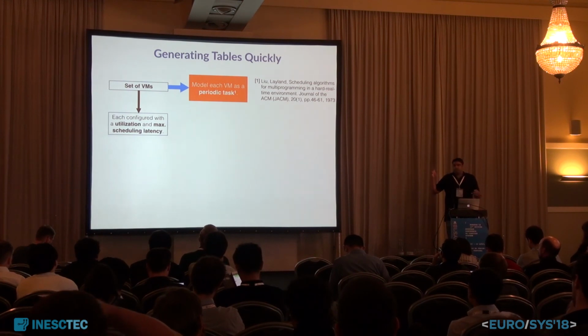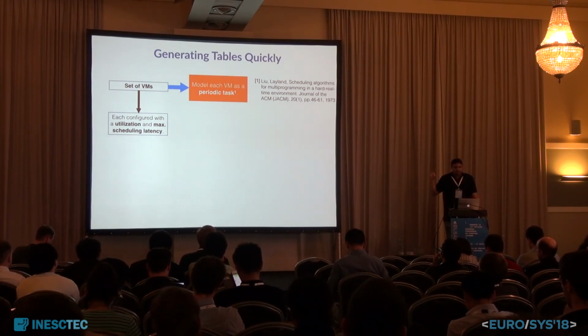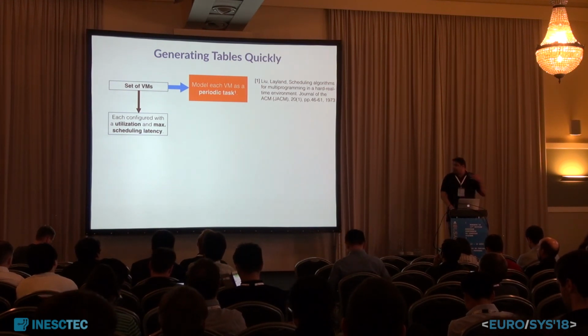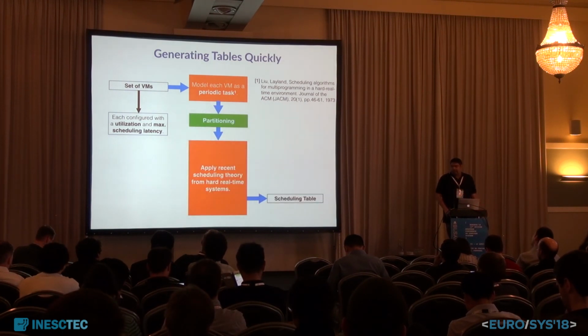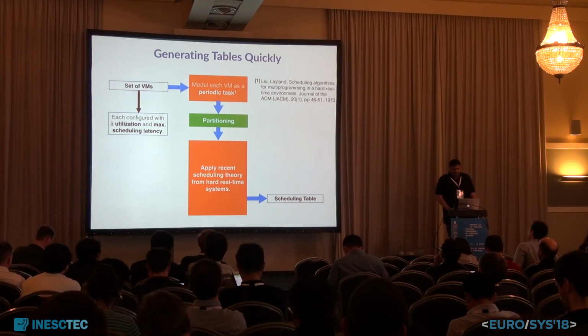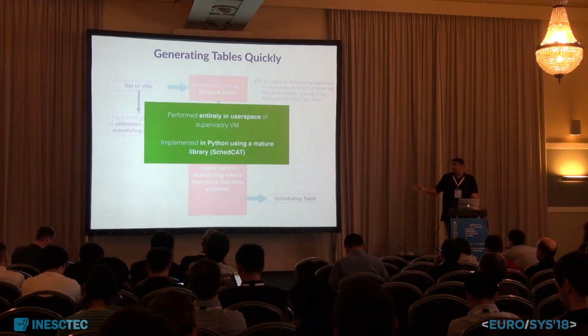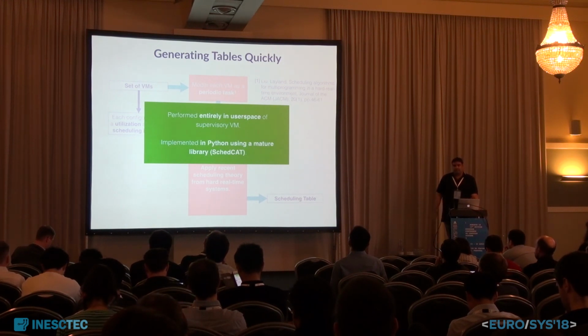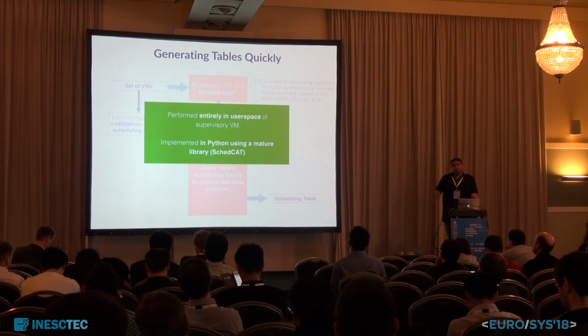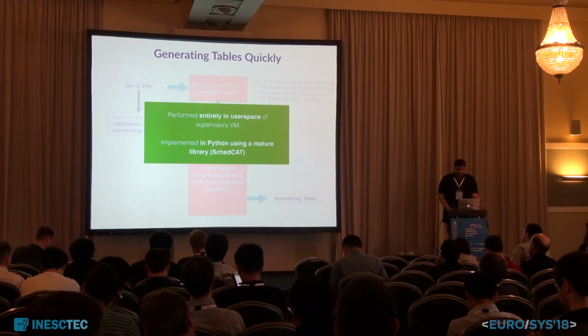The first step we do is model these as periodic tasks, which is one of the classic task models from real-time systems. And once we have these periodic tasks for each VM, we just partition them onto individual cores, and then we apply some recent scheduling techniques from real-time systems to get our table. And I won't talk about the technique itself in detail. You can look at our paper for that. So again, this is performed entirely in user space of the supervisory VM, and ours was actually implemented in Python using a fairly mature library called SCHEDCAT, which provides a lot of the real-time primitives that we make use of.